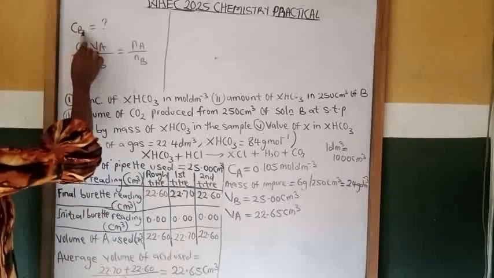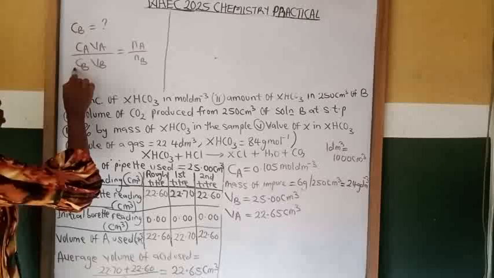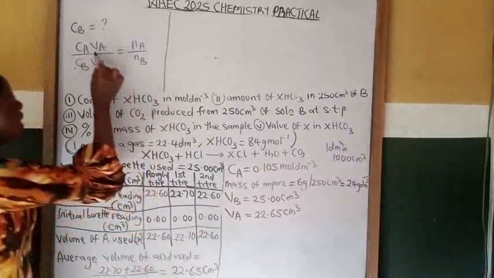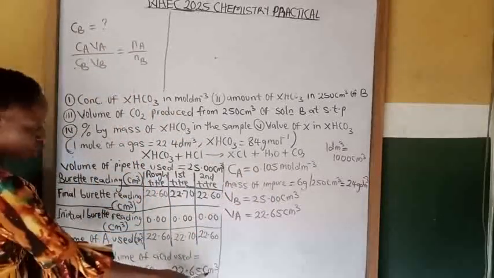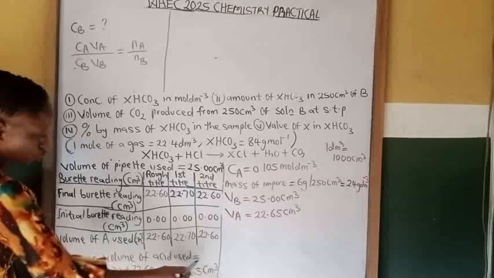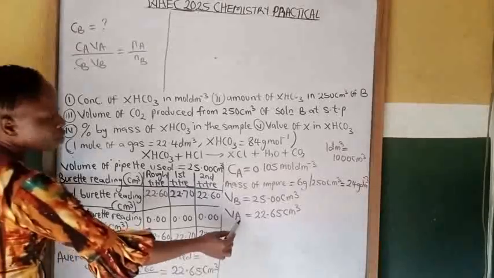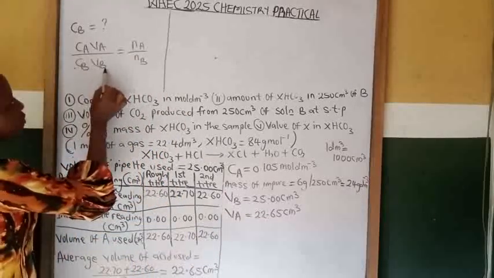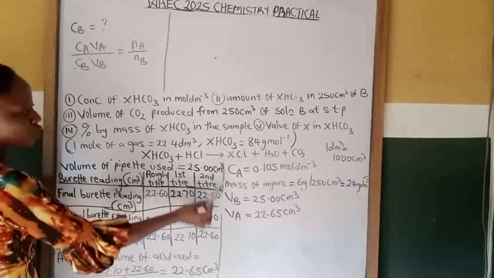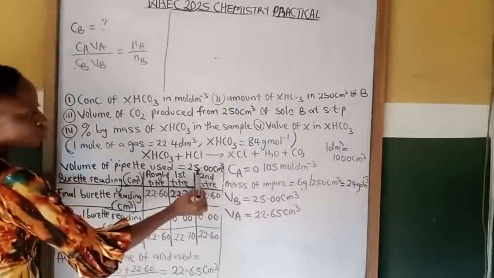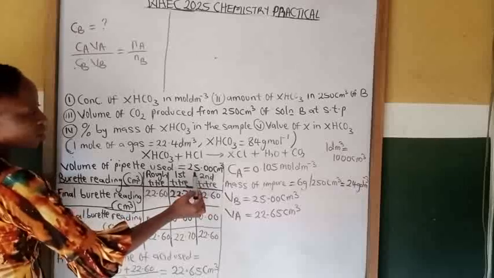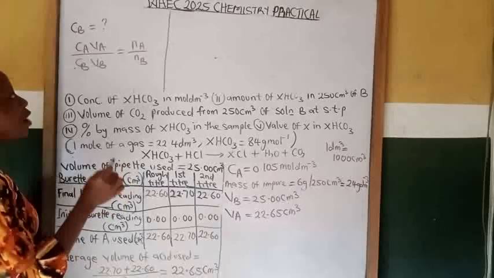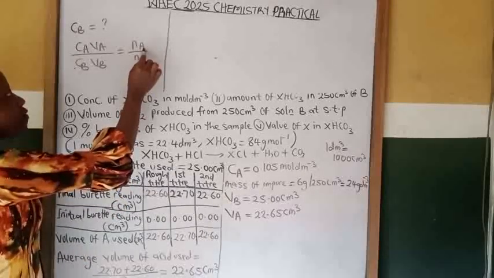Then I'm looking for Cb. This is my unknown. Then my Ca is 0.105. Then Va, that is the volume of acid used. Your average volume of acid used is your Va. So my Va is 22.65. Then my Vb is the volume of my pipette used, which is 25.00. Then Na, your Na is the number of mole of acid.